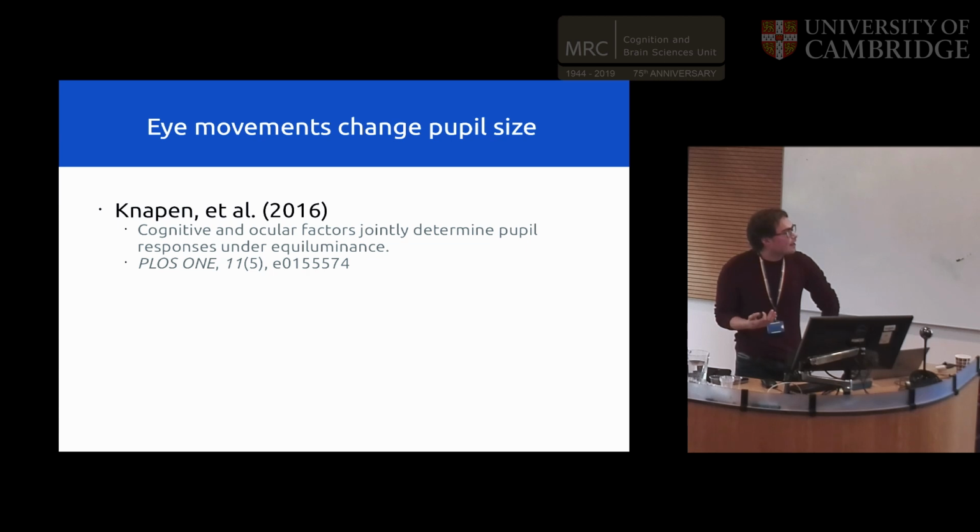Another thing is that eye movements can change pupil size. So it's not just those distortions that we saw earlier in the basic trace, it's pronounced effects after the eye movement on the pupil. If your pupil moves, you get this little wiggle, and that's something you can use to your advantage as well.